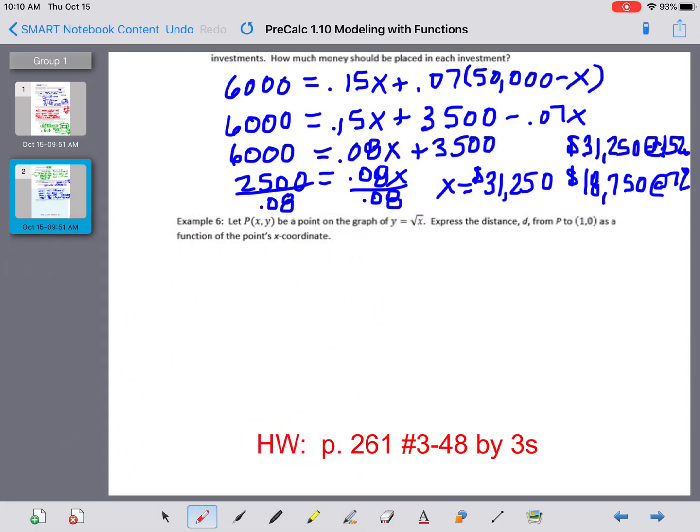Okay, let P of X be a point on the graph of Y equals the square root of X. Okay, visualization here. Y equals the square root of X because it's a square root. 0 is the smallest number I can plug in, right? And if I plug in the square root of 1, I get 1. The square root of 4, I get 2, right? It's a graph like this. Okay. So I have P, which is a point somewhere on this graph, okay?